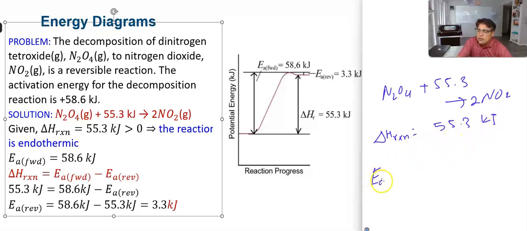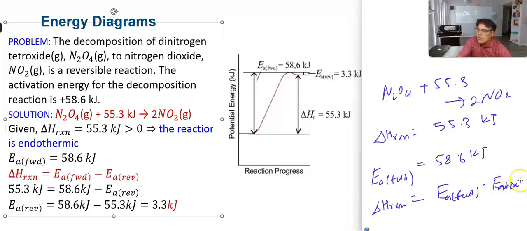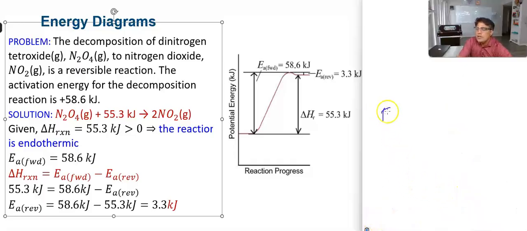Okay. Now EA forward is given as 58.6 kilojoule. So we have to find E backward, right? Delta H of the reaction equals EA forward minus EA backward. EA forward is 58.6 minus, we don't know what, EA reverse, and that equals the given 55.3. If you solve for that, EA backward equals 3.3 kilojoule. How small, look at that. This is 3.3 kilojoule. Very small.